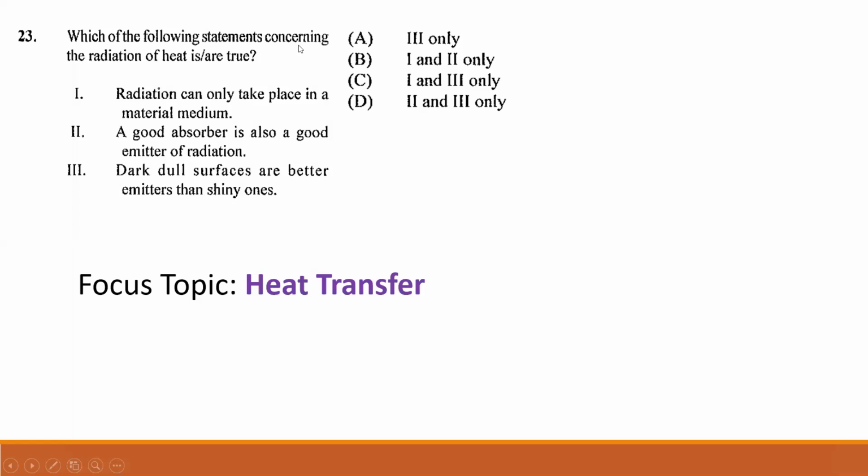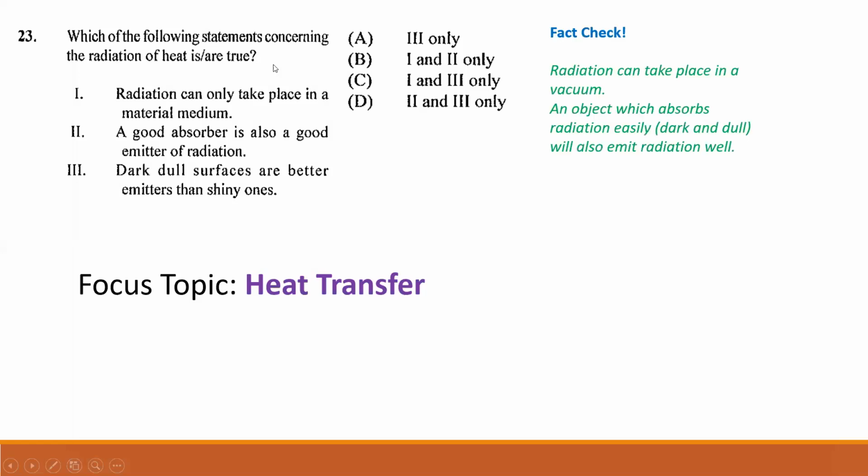23, which of the following statements concerning the radiation of heat is or are true? Radiation can take place in a vacuum, so number 1 is false. A good absorber is also a good emitter. That's true. And dark surfaces are better emitters than shiny ones. That's also true. So it's 2 and 3 only. The answer is D.